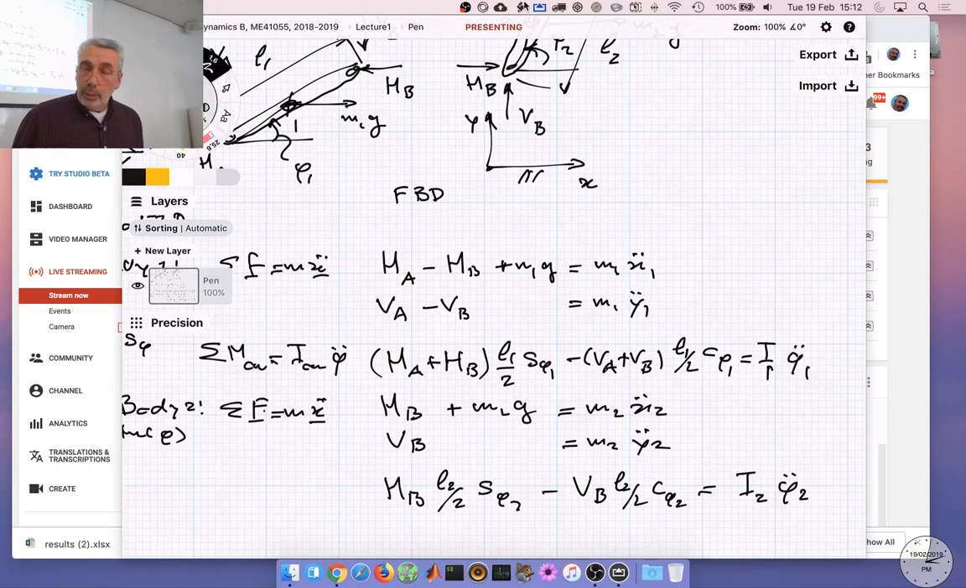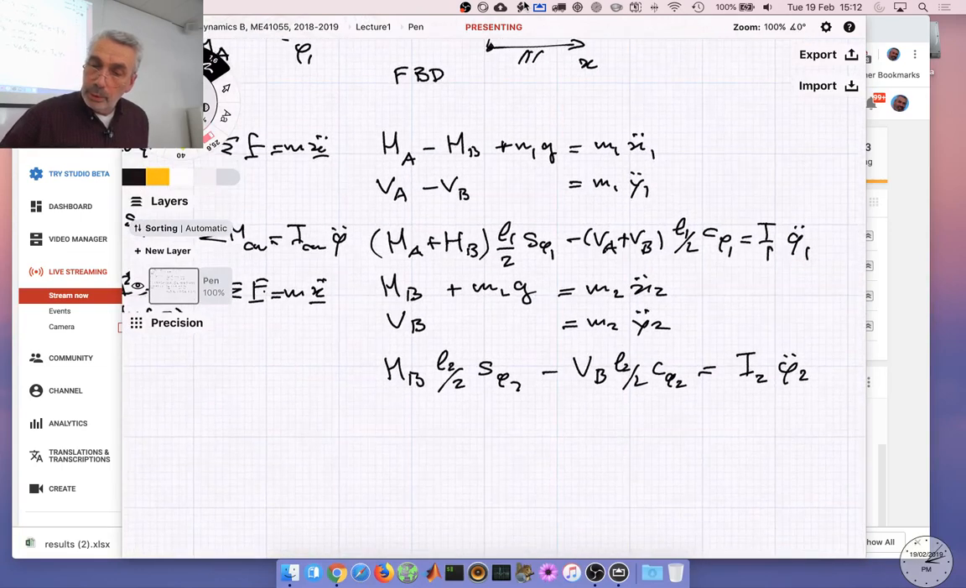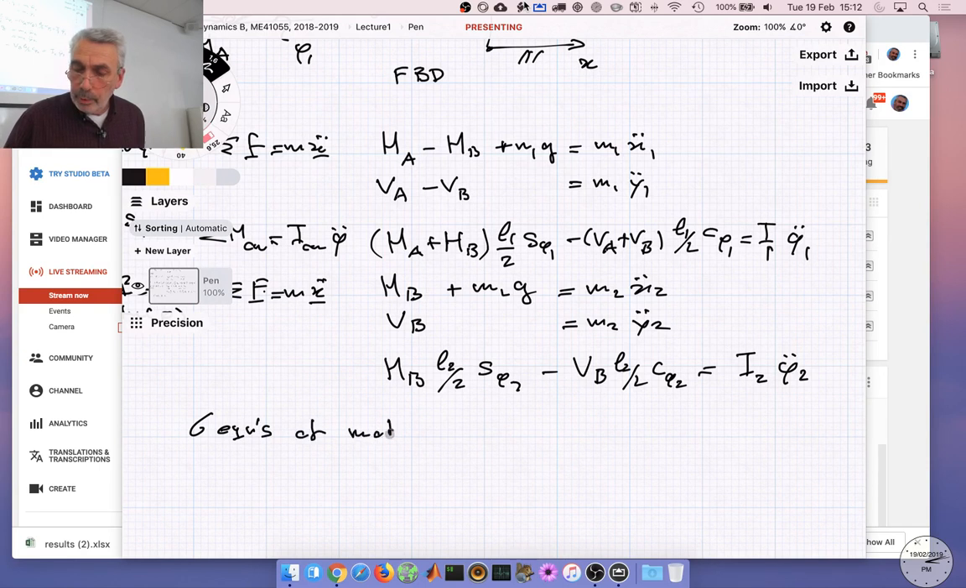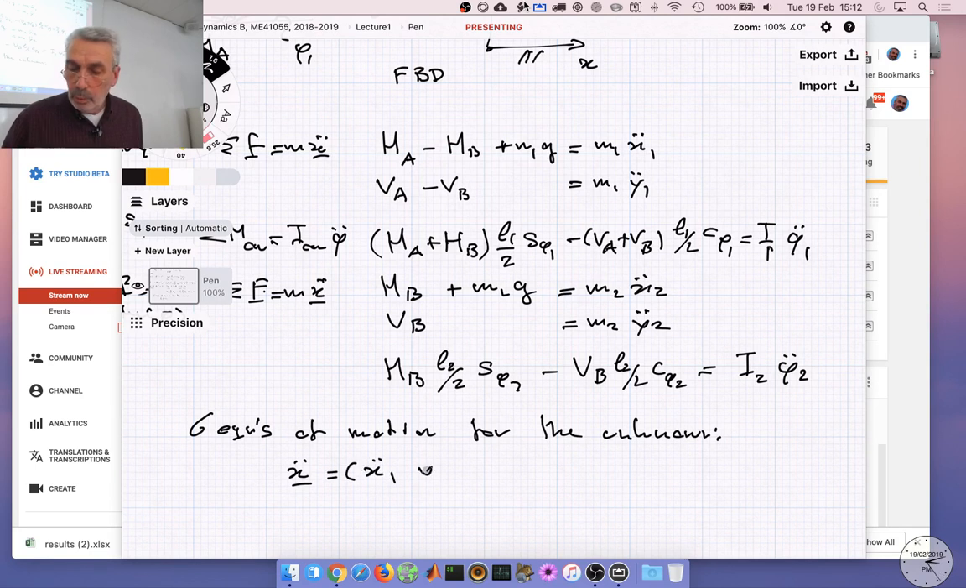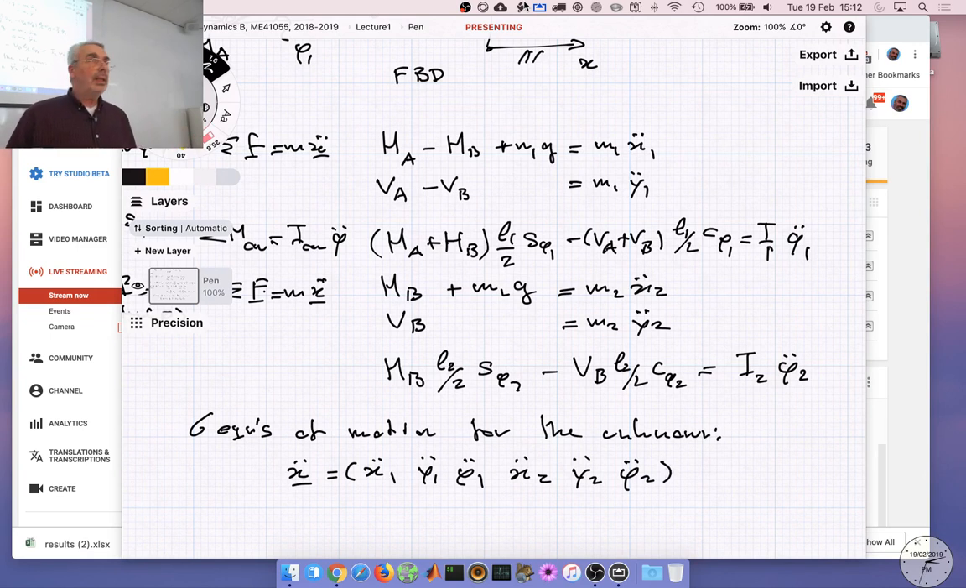And then if we did everything correct, we're done, right? Because we have our 6 equations of motion. For the unknown, the things we do not know is all our accelerations, right? So it's x double dot 1, y double dot 1, phi double dot 1, x double dot 2, y double dot 2, and phi double dot 2. So we have exactly as many equations as we have accelerations. So that's good. Right? Yippee. Can we solve these equations?